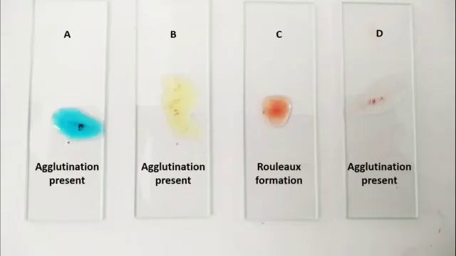So in slide number A, you can clearly find these dust-like particles. So agglutination is present. In slide number B, you also clearly find these dust-like particles. So agglutination is present. In slide number C, which only has the normal saline plus blood solution, there is never any type of agglutination.